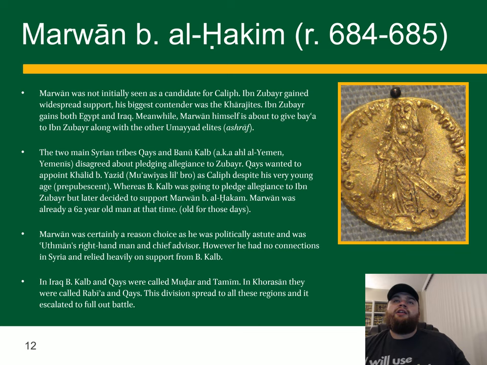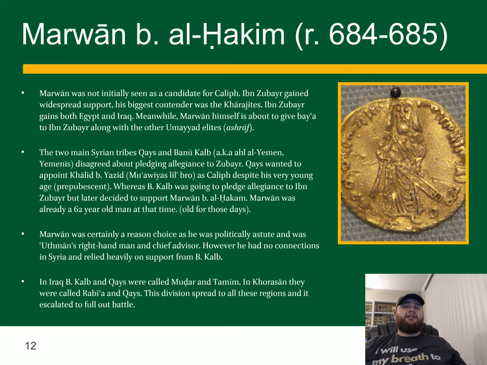So Marwan bin al-Hakam, the right-hand man of Uthman, was not initially seen as a candidate for caliph. Ibn Zubayr gained widespread support. He did not die during the siege of the Kaaba. He survived from what I understand. And the biggest contender with Ibn Zubayr was the Khawarij, right? You had Ibn Zubayr on one side of the Arabian Peninsula and the Khawarij on the other side.